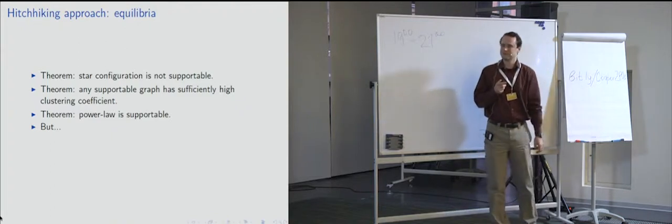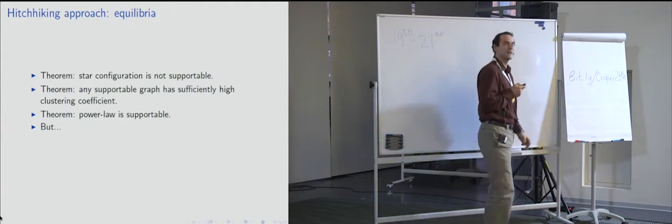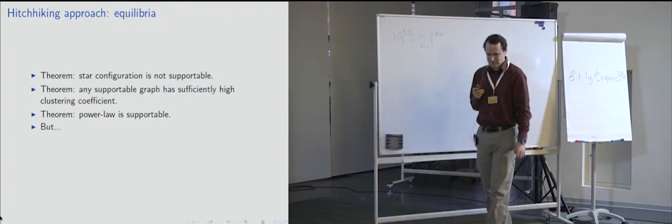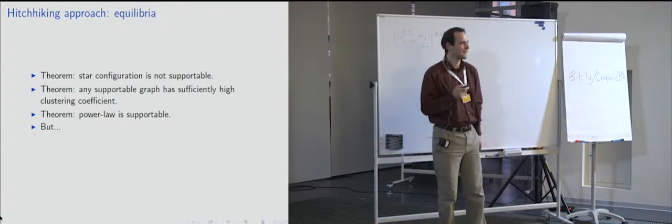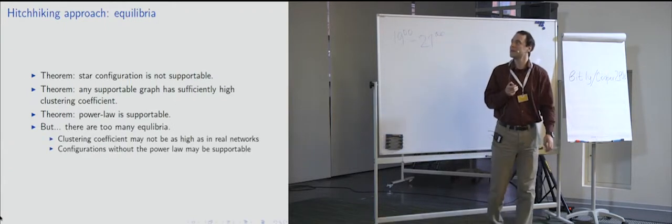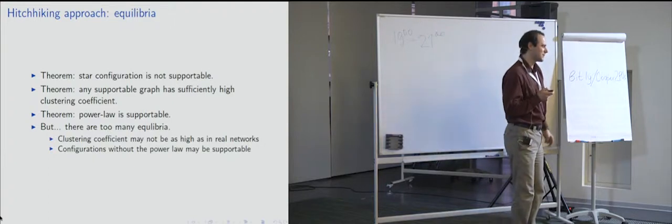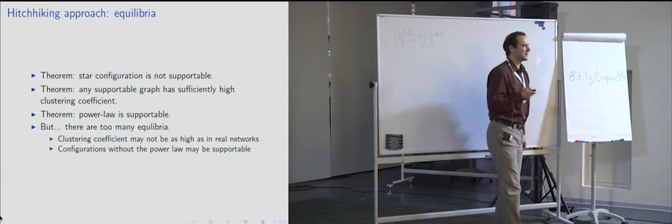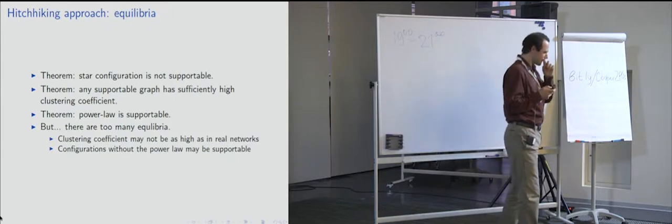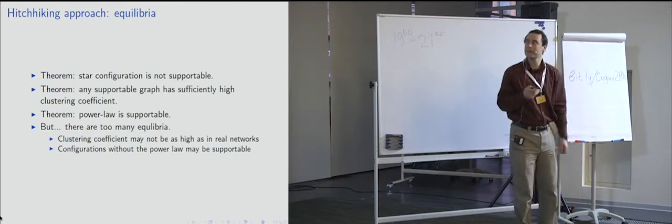Moreover, any supportable graph has a sufficiently high clustering coefficient, and a power law is also supportable in some equilibrium. But there are too many equilibria, so the clustering coefficient may not be as high as it is in real networks, and some other degree distribution may also arise.